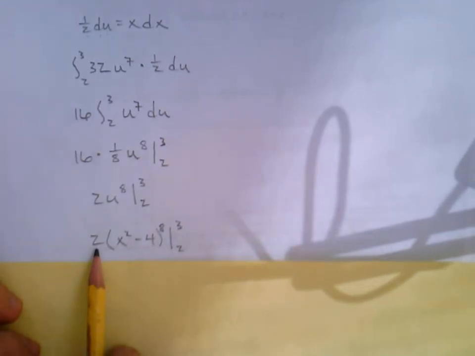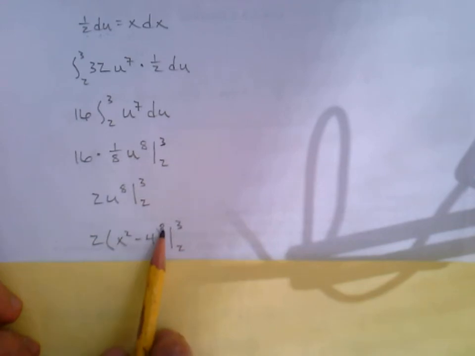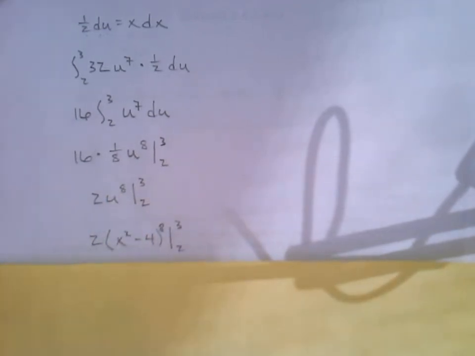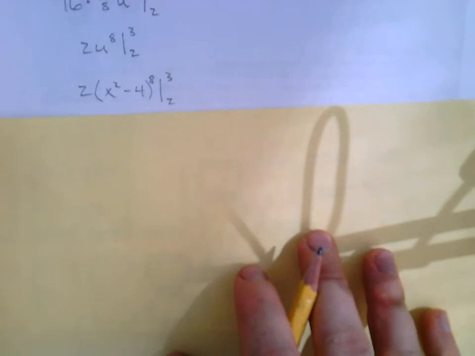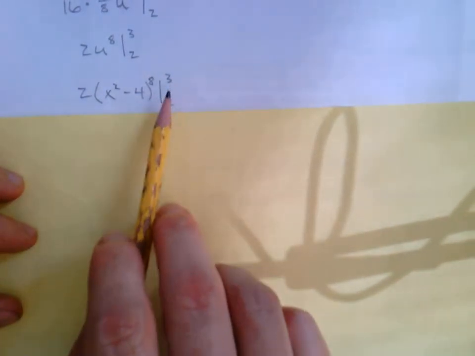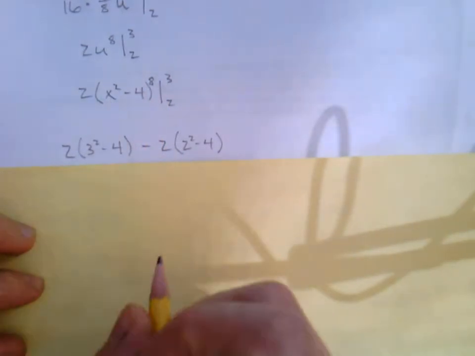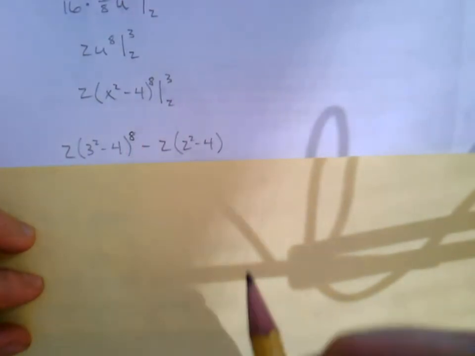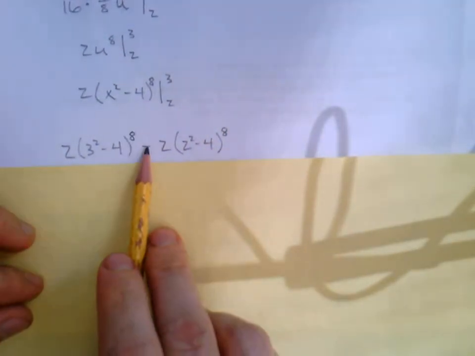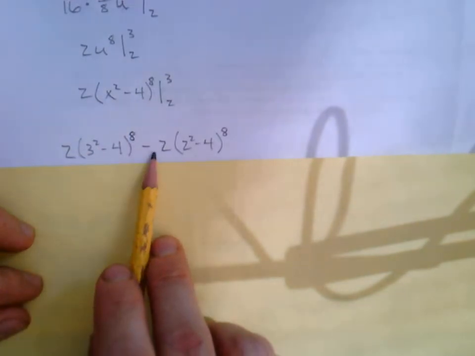So that's 2. Now it's (x squared minus 4) to the 8th from 2 to 3. All right, so we go through all the steps of our u-sub, get to there from 2 to 3. And now we're going to plug in the 3. That should be to the 8th. We're going to plug in the 2. That should be to the 8th. We're going to subtract in the middle, so plugging in the 3, subtract, plug in the 2. And my final answer is definitely wrong because I forgot that 8th power.